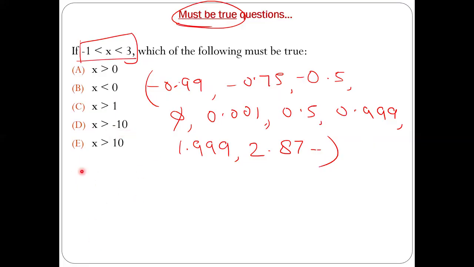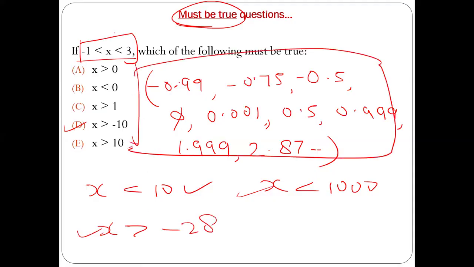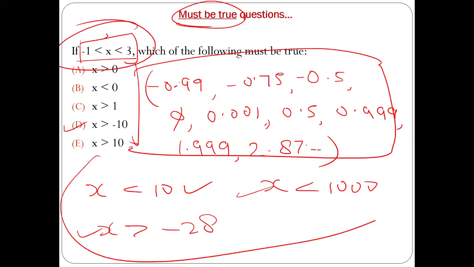So, in fact, while David is correct, other answers that would also have been correct here, for example, would have been x is lesser than 10, absolutely must be true. X is lesser than 1000, absolutely must be true. X is greater than minus 28, absolutely must be true. Why? Because all the permissible values of x within this range must satisfy all of these ranges.